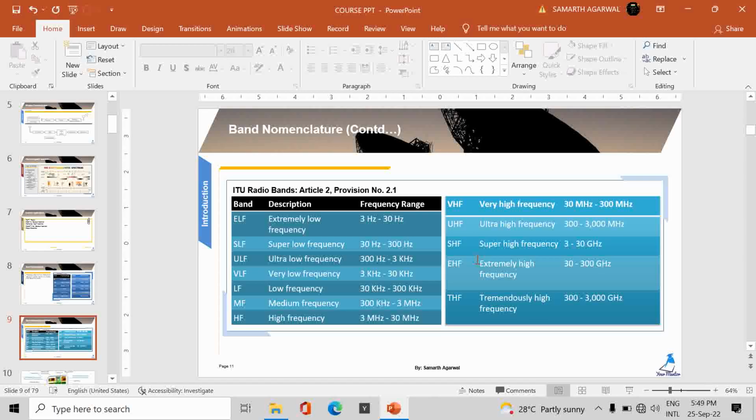Okay, and EHF means extremely high frequency. Then further, THF is tremendously high frequency. Anyway, this range you have heard of, which I have mentioned already, is from 300 to 3000 gigahertz.